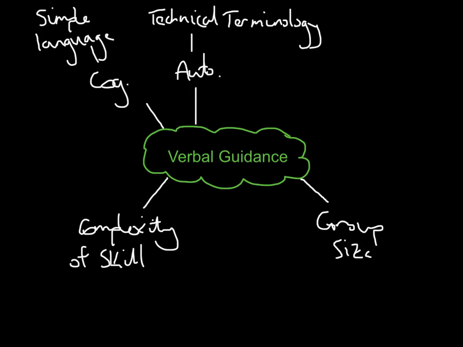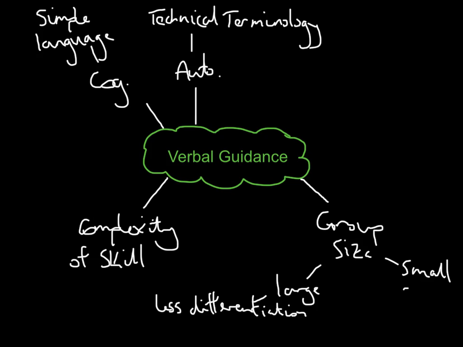Group size is again a factor. Now what I've got to think about here is it could be quite good to give a big verbal instruction to a large group, but it's going to be difficult to give individual feedback and individual guidance to a large group. So the bigger the group size, if I've got a large group, there's going to be less differentiation. I'm not going to be able to differentiate my comments. I'm not going to be able to talk to them individually. Okay, if I have a small group, the exact opposite is true. I'm going to have more differentiation.